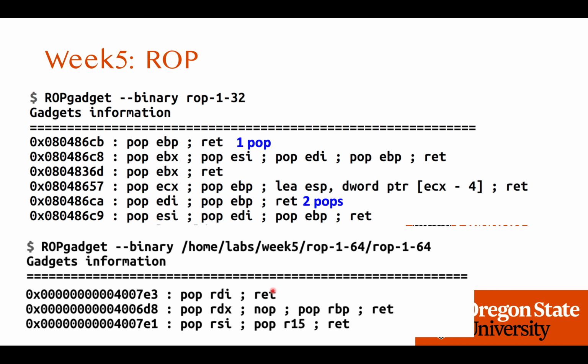But in 64-bit, argument passing is done over specific registers. So pop to which register is important. Pop RDI return is for setting the first argument. Pop RSI and something return is for the second argument. Pop RDX and return is for setting the third argument, something like that. And by chaining these kinds of ROP gadgets as a chain, we can write a Turing complete program.